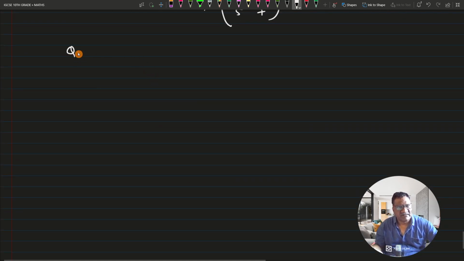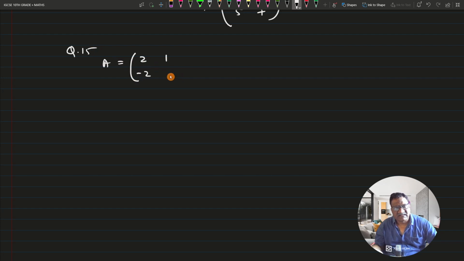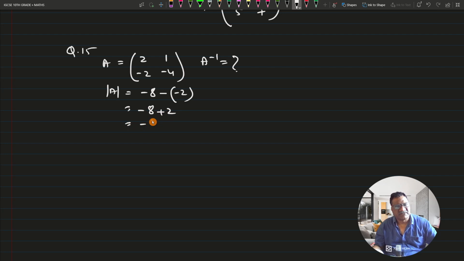Question number 15 says that suppose we have a matrix A, and it is like say 2, 1, minus 2 and minus 4. Now you have to find what is A inverse. So first of all, determinant of A will be equal to minus 4 into 2 will be minus 8, minus 2 into 1 will be minus 2. This happens to be minus 8 plus 2. This happens to be minus 6. So determinant of A is not equal to 0. Therefore, we can say A inverse exists.